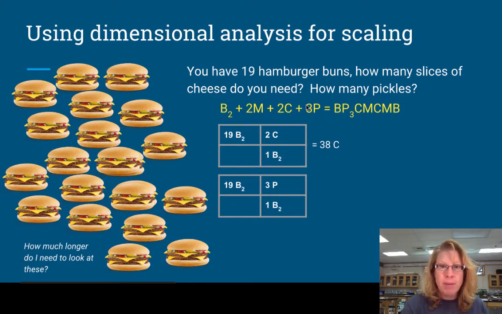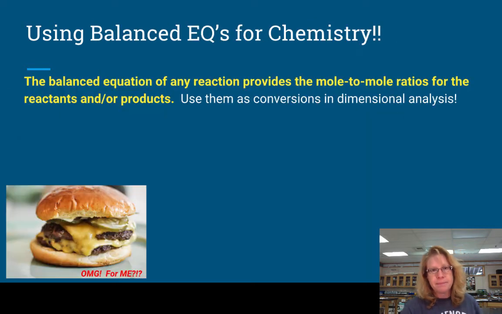1 bun from my chemical equation is associated with 3 pickles, or it reacts with 3 pickles. And again, now it's a matter of doing the math. Multiply across the top, divide by the bottom, means I need 57 pickles. So again, this step of using dimensional analysis will save you time in the long run. I know for these kinds of burger problems, not so necessary. I'm going to throw some chemistry at you here, and it makes it a little bit easier to do the math on that.